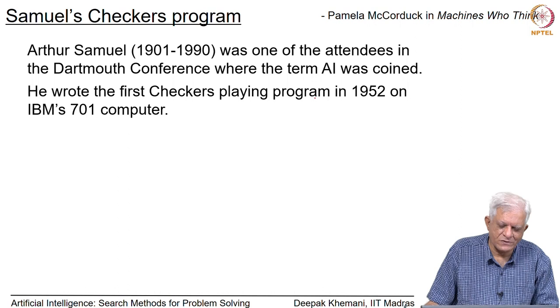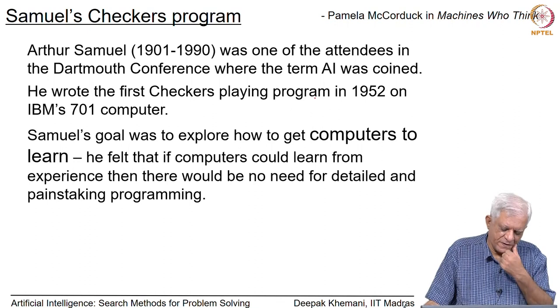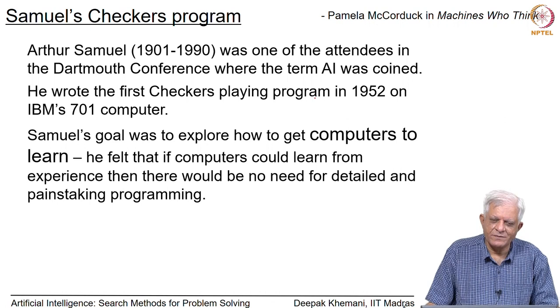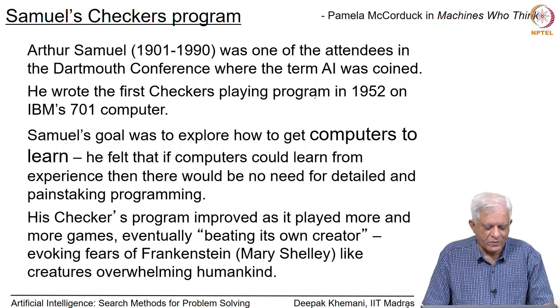The interesting thing about Samuel's program was that his goal was how computers can get to learn, which of course is a modern day preoccupation with AI. Even in those days he felt that if computers could learn from experience, there would be no need for detailed and painstaking programming. So, we are still trying to do a lot of that kind of thing. In this case, he was very successful and his checkers program improved as it played more and more games, eventually beating its own creator.